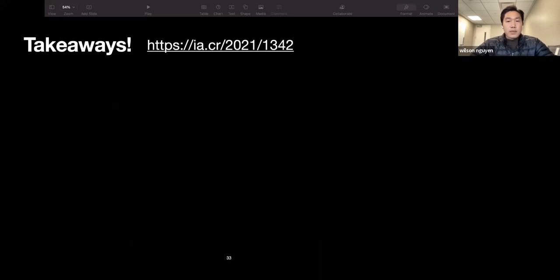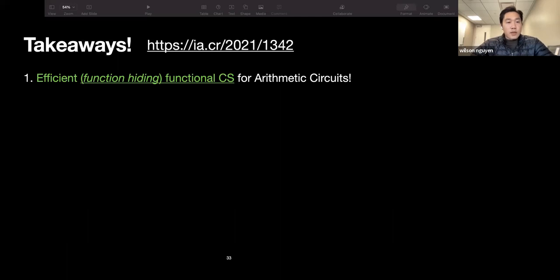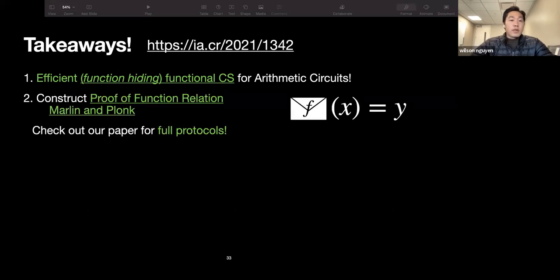So the takeaways are, here's our paper link. We produce the first efficient function hiding functional commitment to arithmetic circuits. We construct a proof of function relation for the pre-processing SNARKs Marlin and Plonk. Check out our paper for the full protocols.